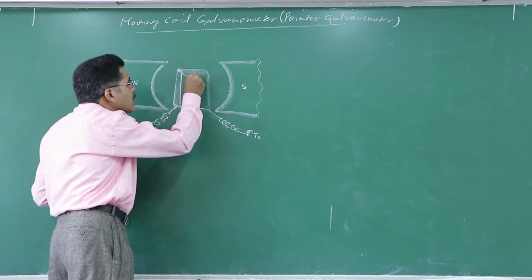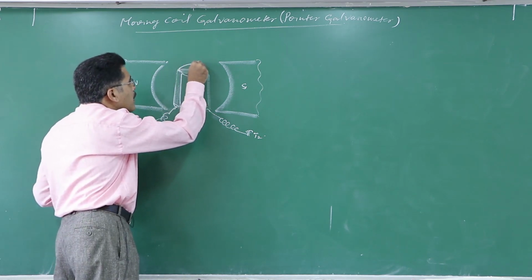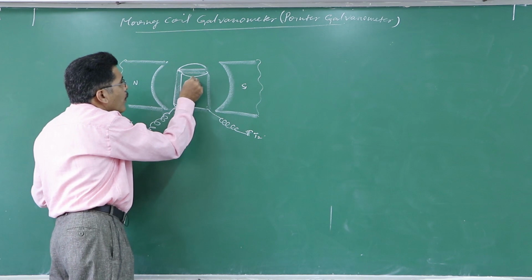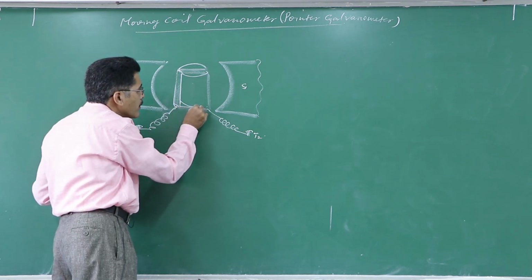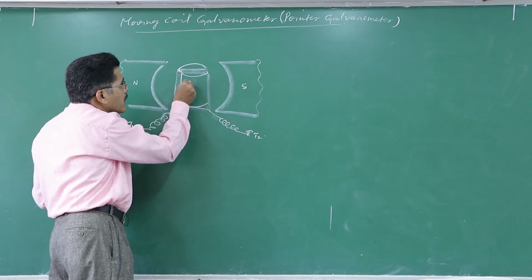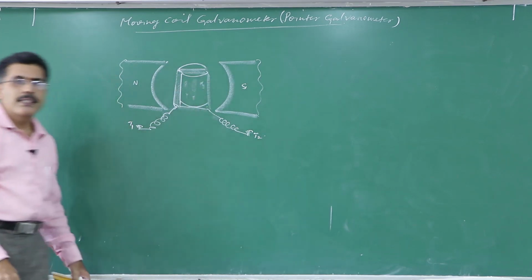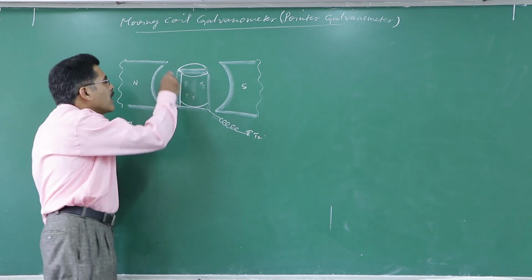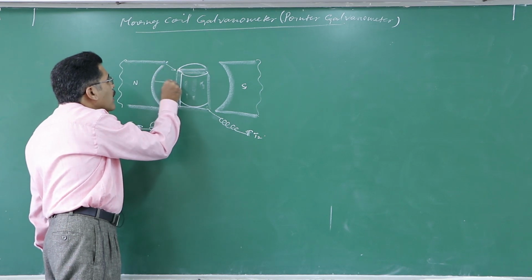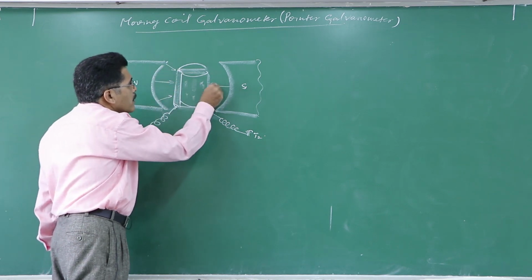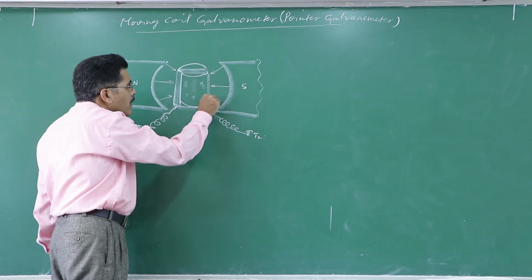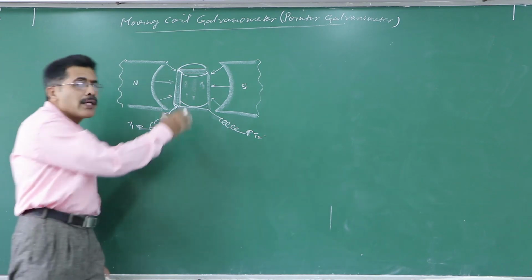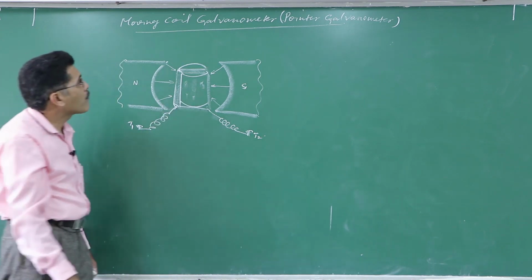A soft iron cylinder is inserted inside the frame of the coil without touching it. This will make the field strong and radial, because you know that soft iron has a very high value of magnetic permeability. Therefore it makes the magnetic field strong and radial.